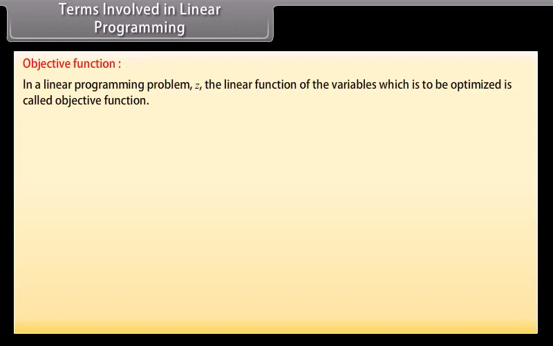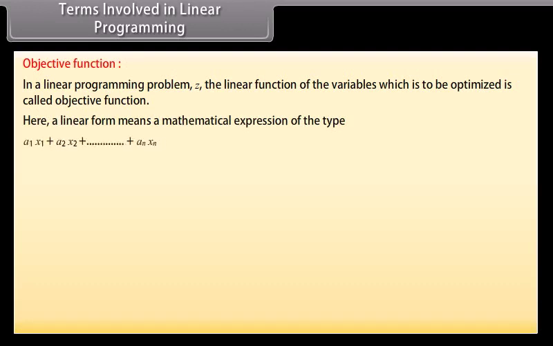Terms involved in linear programming. Objective function. In a linear programming problem, Z, the linear function of the variables which is to be optimized, is called the objective function. Here, a linear form means a mathematical expression of the type a1x1 plus a2x2 plus so on till anxn, where a1, a2 and so on till an are constants and x1, x2 and so on till xn are variables.